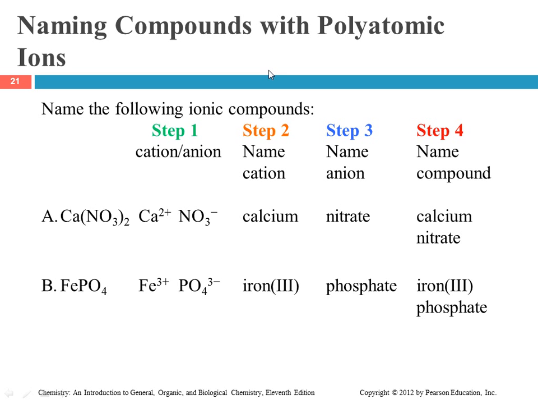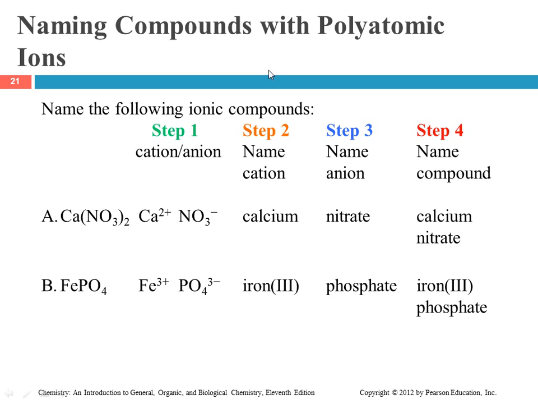Okay, so now you're given a formula and you have to name it. Remember, the hardest one of all of the classifications, I feel like anyways, is when you have to name the transition metal. Everything else is pretty straightforward. This one is a group 2 metal.